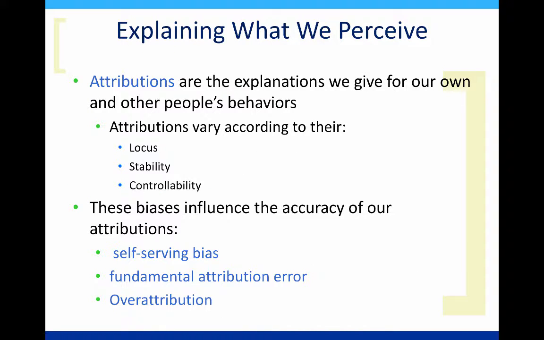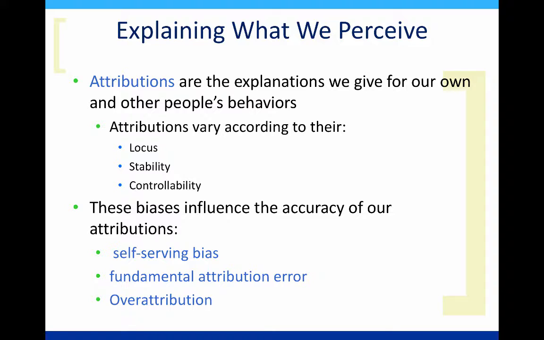Humans are driven to make sense of the world. We need to understand not just what happened, but why it happened. When we're figuring out why we and other people do things, we formulate attributions. These are the explanations we give for our own and other people's behavior. We make these attributions based on their locus, stability, and controllability. Well, what does that mean?